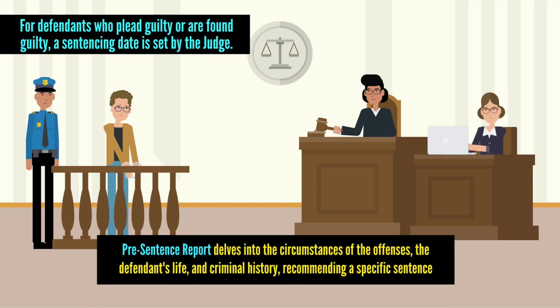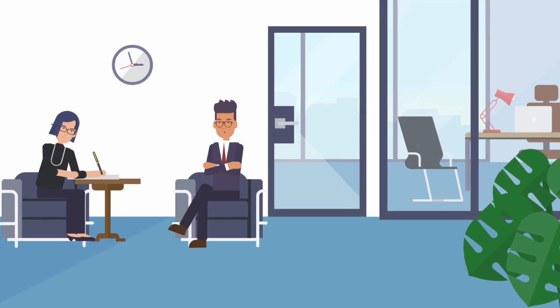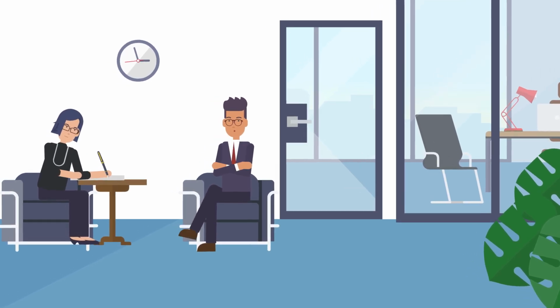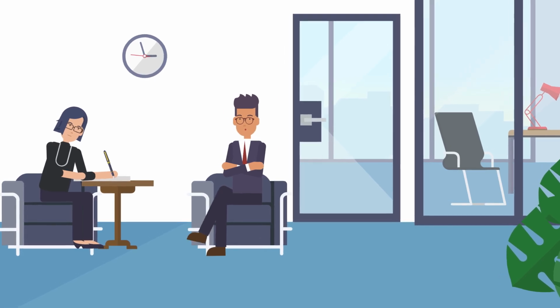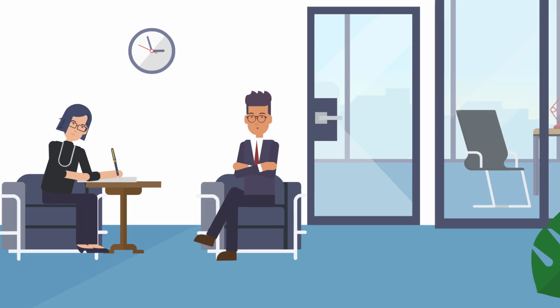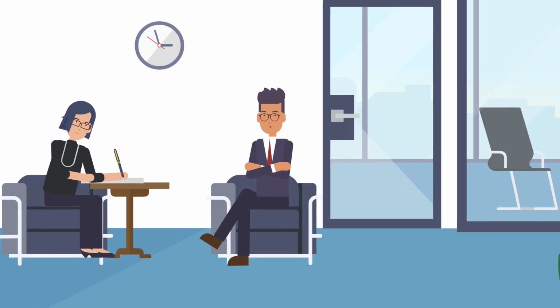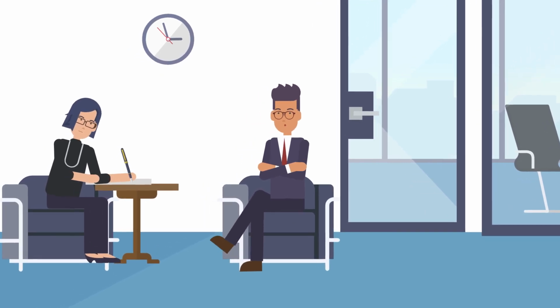The pre-sentence report delves into the circumstances of the offenses and the defendant's life and criminal history, recommending a specific sentence. The probation officer may contact victims, who can submit written statements to the judge through the probation officer. These statements may include a request for restitution to compensate for monetary losses suffered by the victim.